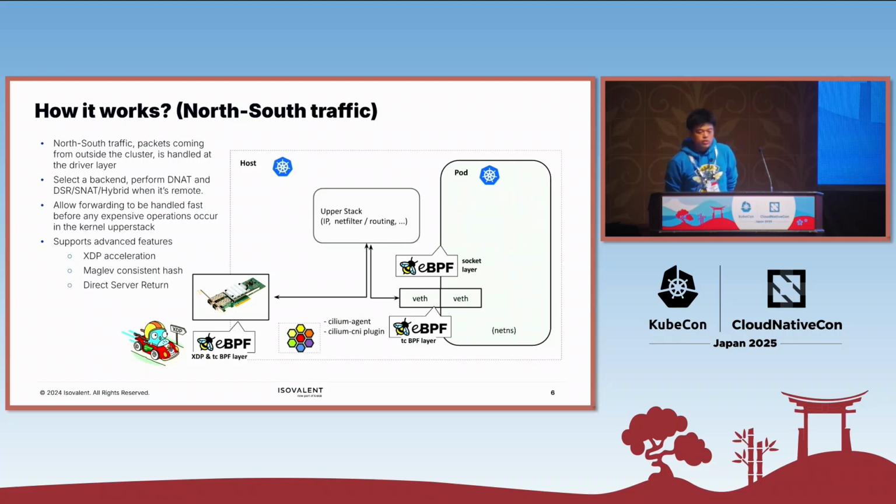And for north-south traffic, which means packets coming from outside the cluster, Cilium handles them as early as possible using eBPF programs attached at the driver layer. At this point, Cilium selects the backend, performs DNAT, SNAT, or DSR as needed, then forwards the packets to the backend node. This allows forwarding to be handled very fast, before any expensive operations occur in the kernel upper stack. Cilium supports advanced features for north-south traffic like XDP, Maglev, and DSR. All right, that's the quick overview of Cilium kube-proxy replacement.